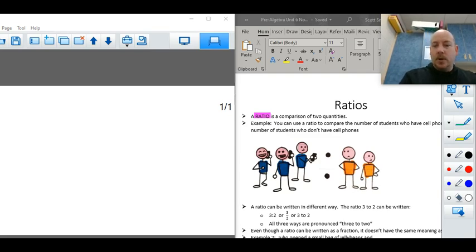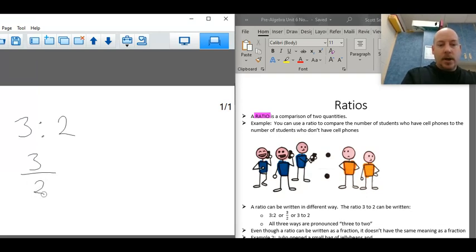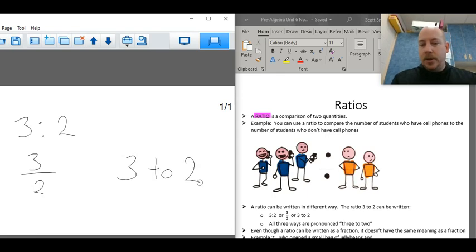Okay, so one way I could do that is just with a colon. So I can write it as, in this case, 3 colon 2. I could write it as a fraction, or I could write it with the word to. Okay, a couple things related to that.